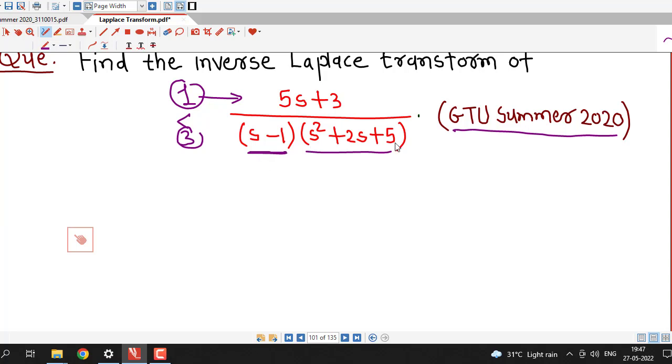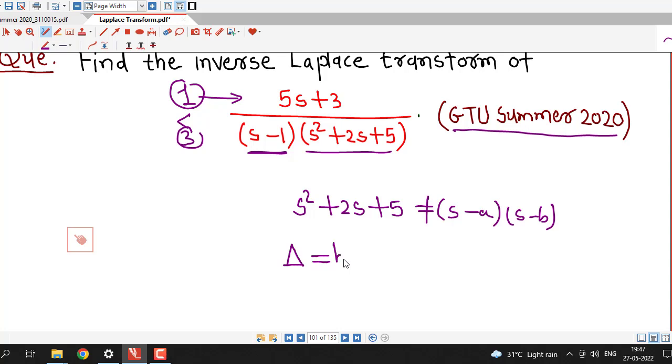Here one factor is s minus 1, another factor is s square plus 2s plus 5, and we know that we cannot write s square plus 2s plus 5 as a product of real linear factors. This is not possible, and you can check this by calculating the value of delta, which is b square minus 4ac. You can compare your factor with as square plus bs plus c, decide a, b, c and find out this b square minus 4ac.